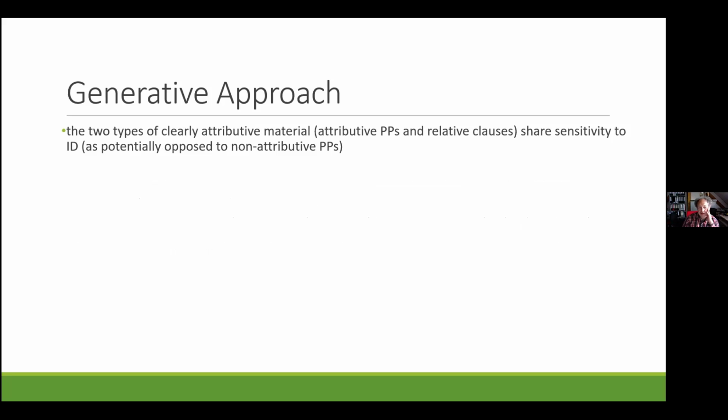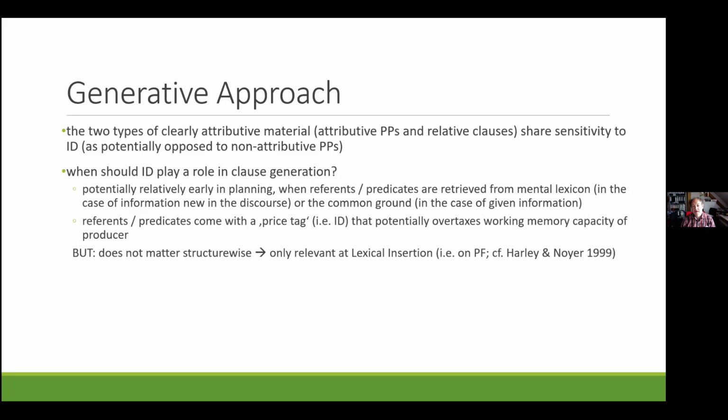The first thing is that the two types of clearly attributive material, which Sophia talked about, namely attributive PPs and relative clauses, share a sensitivity to information density. But when should information density play a role in clause generation? We could think that it should be relatively early in the planning, when reference and predicates are retrieved from the mental lexicon or the common ground, because this material comes with a price tag, which is information density, that potentially overtaxes the working memory capacity.